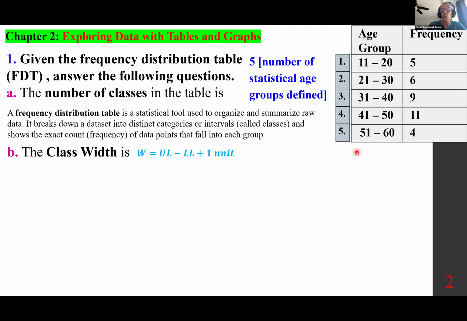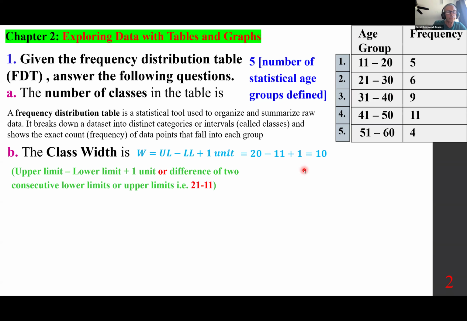This column, lower limit. So the lower limit of the first class, 11. Second class, 21. Third class, 31, and so on and so forth. The upper limit of the first class, 20. The upper limit of the second class, 30. The upper limit of the third class, 40, and so on. So upper limit, just pick any group, for example, the first group, 20 minus 11 plus 1. And that one is 1 unit because a unit may refer to a number such as 0.1 or 10,000. So 20 minus 11 plus 1, that becomes 10.